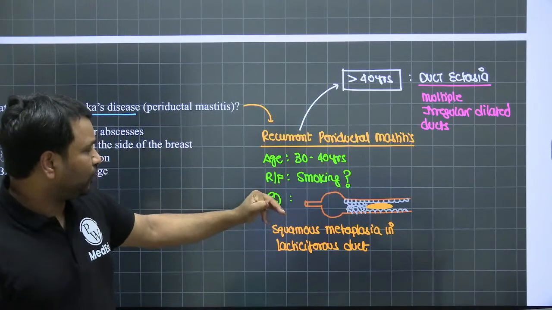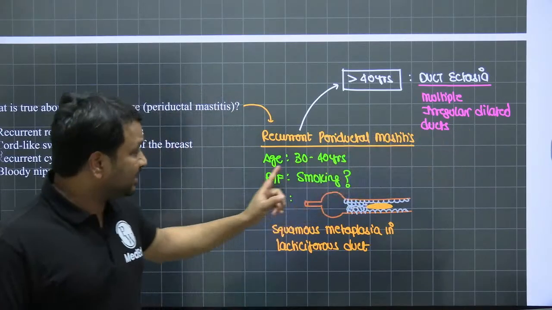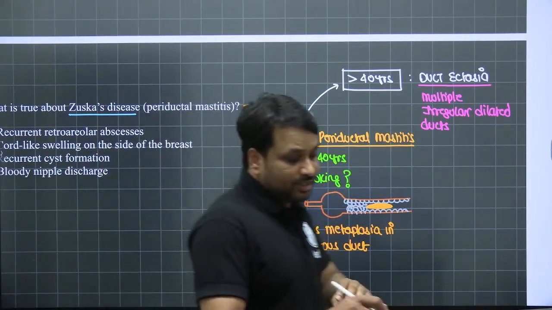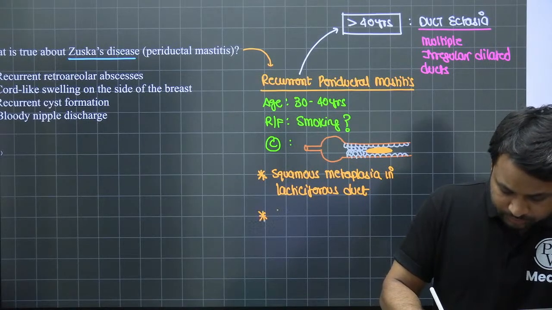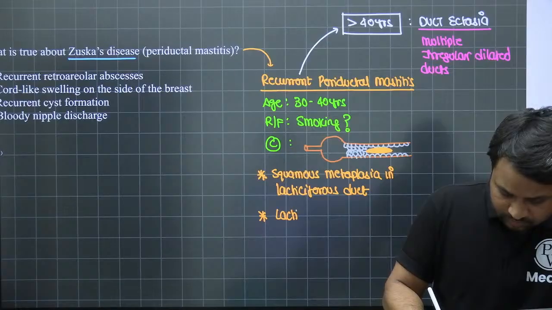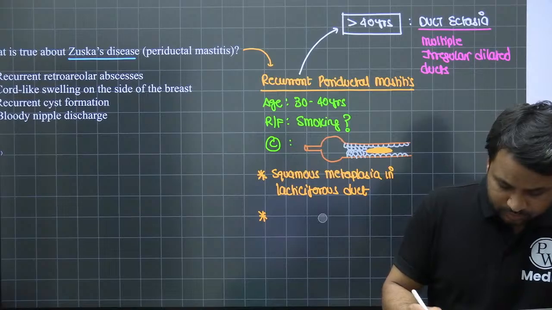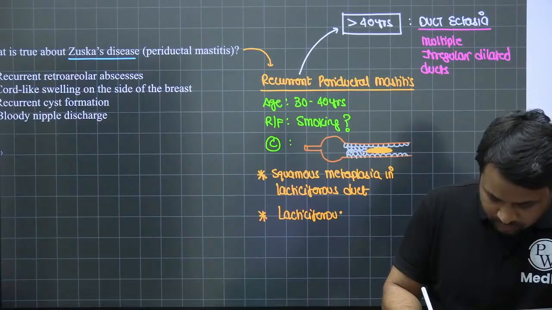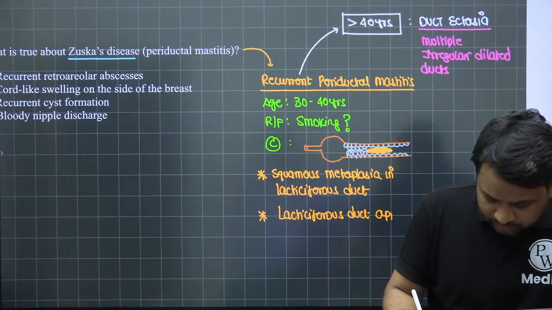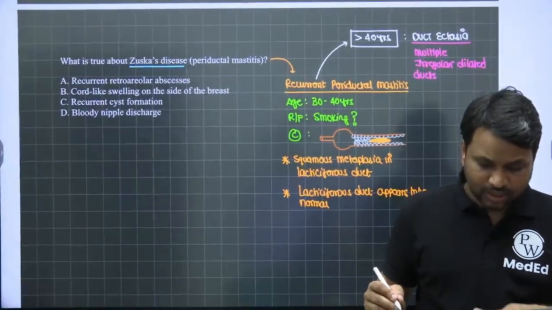So under the age of 40 years, it is Zuska's disease; over 40, it is duct ectasia. Here you have irregular dilated ducts, whereas in Zuska's disease the duct's architecture is normal. The lactiferous duct appears to be normal. So that is in the context of Zuska's disease.